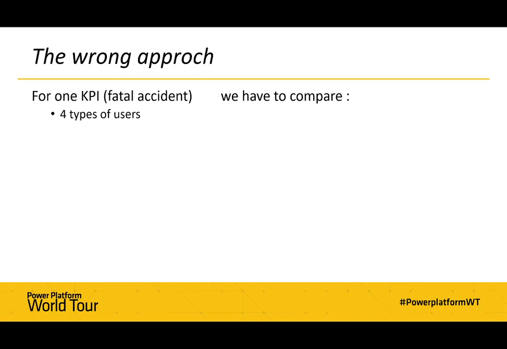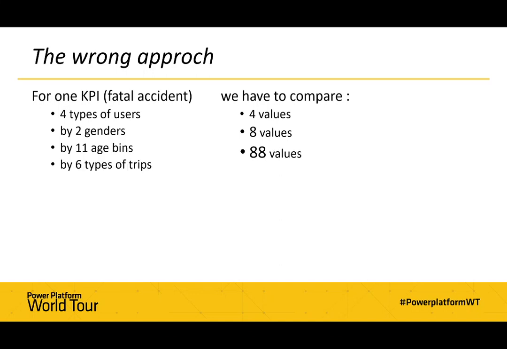In my data set, there are four user types, okay? So I can cross the measure and the dimension. I get four values, okay? But people are male or female, so I have two genders. From four values, I go to eight values, okay? I create some bins for the age, 11 bins. So 8 multiplied by 11, 88. And I have 6 types of trips, trips to go to school, trips for some other purpose, I don't remember, but 6 of them.